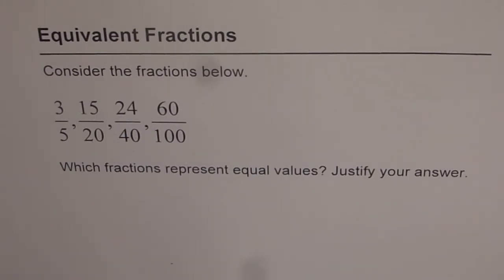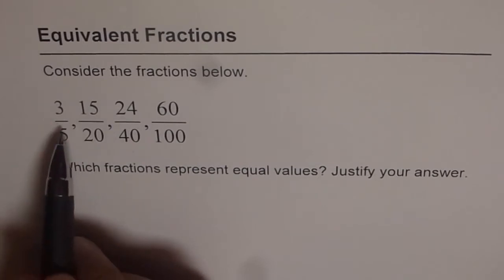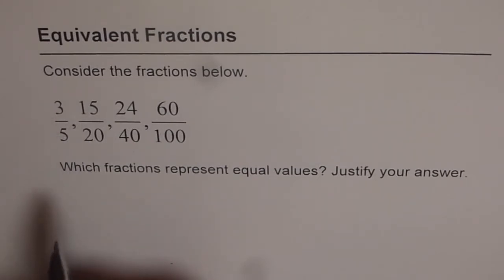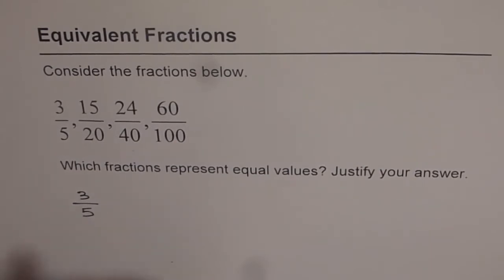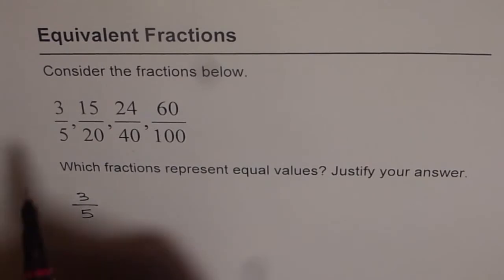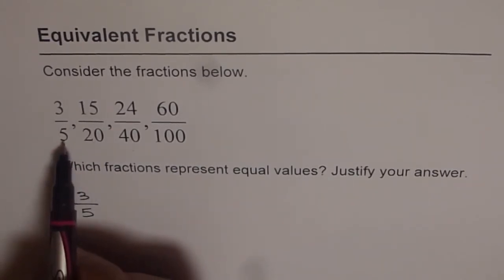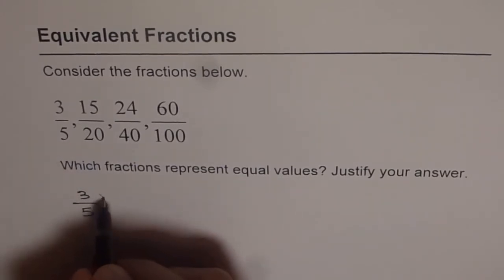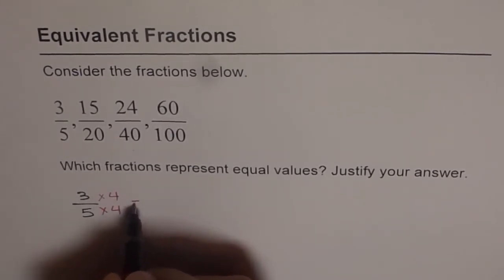Okay, so let's start with the smallest numbers, that is 3 over 5, and check, do we have an equivalent fraction here with 3 over 5? Let's start and check. So 3 over 5. To get an equivalent fraction, what should we do? Let's say we want to check 15 over 20. How can you get from 5 to 20? You can multiply by 4. So let's multiply both by 4. If you multiply both by 4, what do you get?